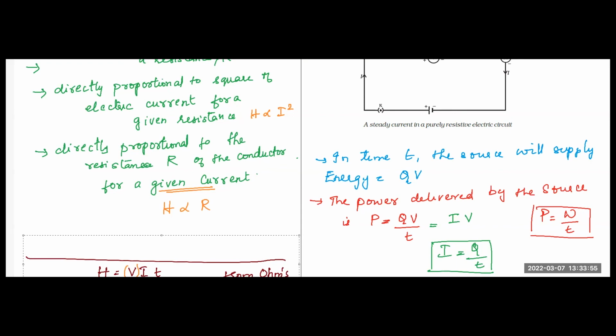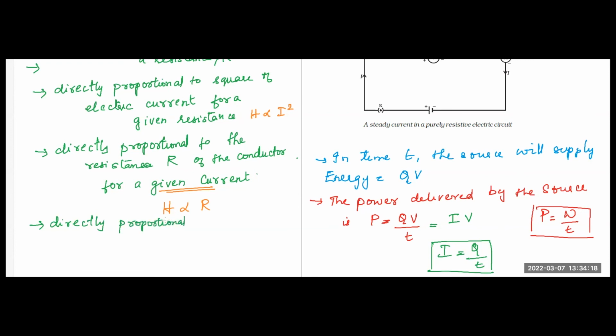The third thing that is evident from the relation, the third point of Joule's law of heating, is that heat generated is directly proportional to the time for which current flows through the conductor having a resistance R. So we can say H is directly proportional to t, where t is the time for which the current flows through the conductor.